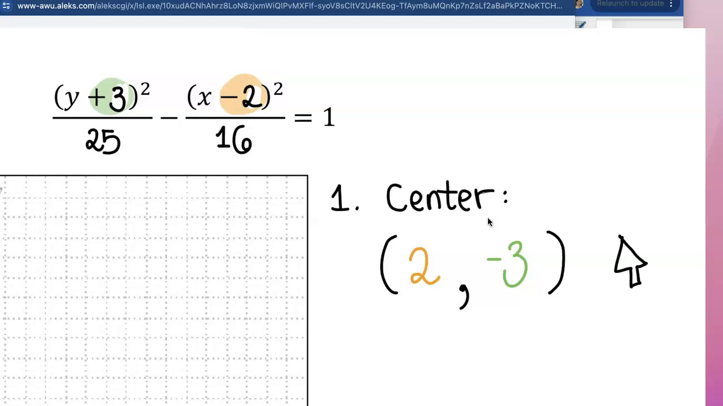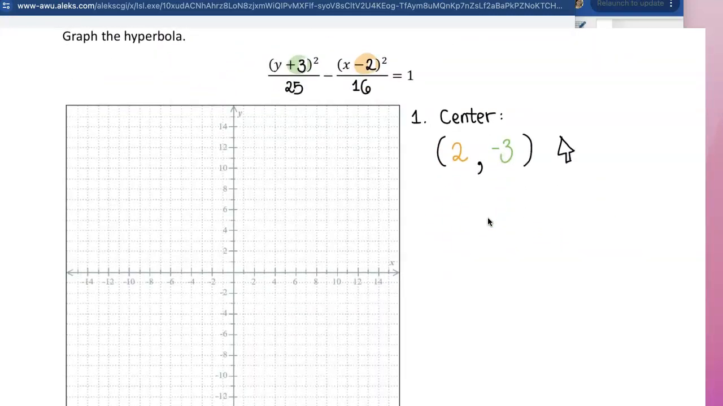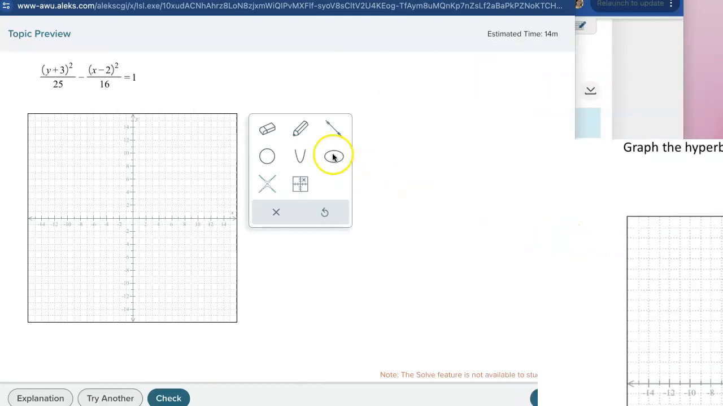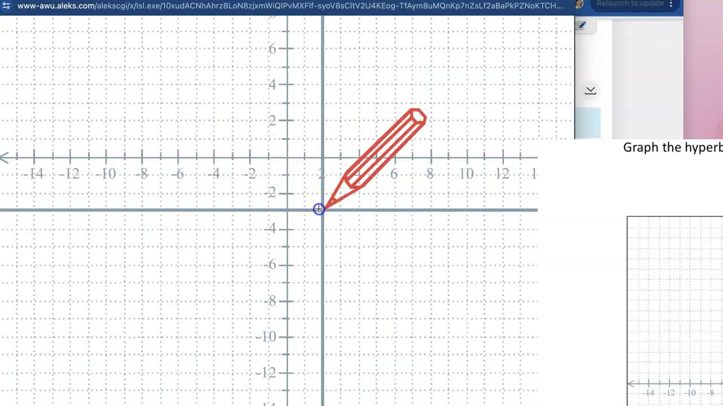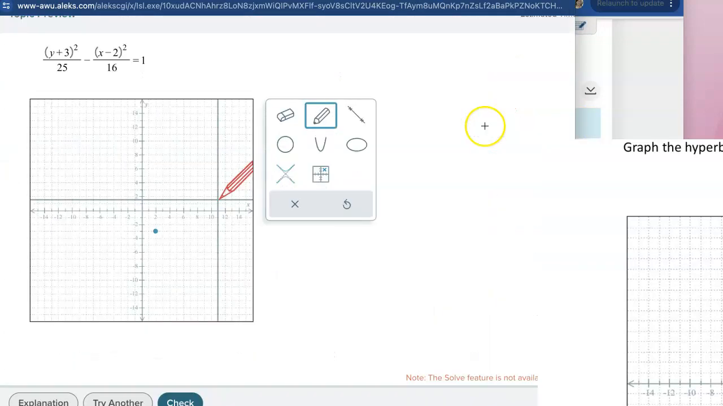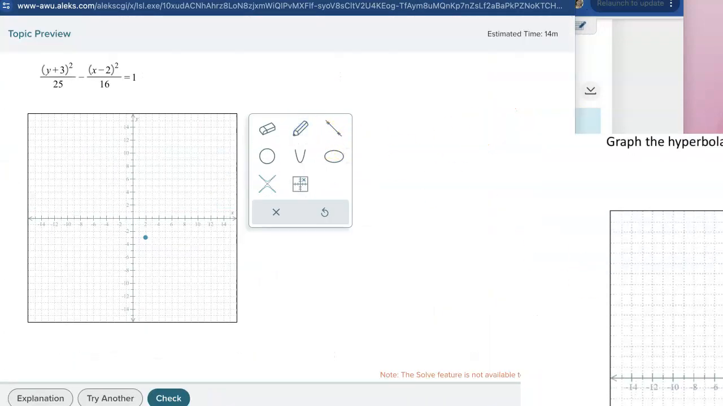All right, let me try. So on this paper, I'll go 2 to the right, down 3. Here is my center. I'll do the same thing on ALEKS, okay? So I'll pick up this pencil and I'll plot 2 to the right, down 3. Oh no, I messed it up. 2 to the right, down 3. That looks good. All right, next point. Guys, you just need to plot 3 points really.